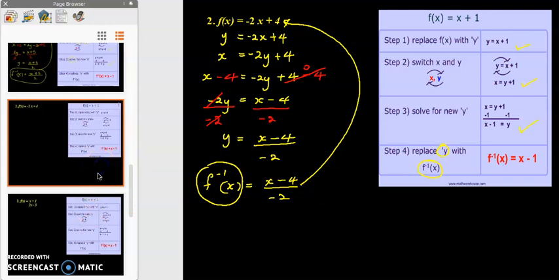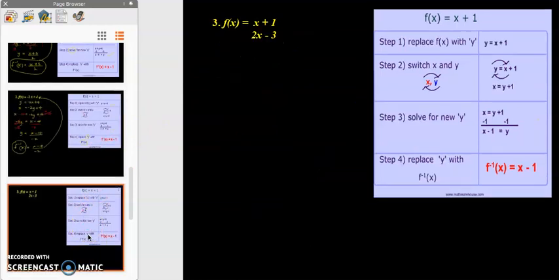So these are for linear functions. Now let's move on to rational functions, where we have a numerator and a denominator. Rational from the word ratio. Rational numbers are numbers that can be written as a fraction. So in this case, rational functions are fractional functions. So we have x plus 1 divided by 2x minus 3. Right? So we're going to carry out the same procedure now.